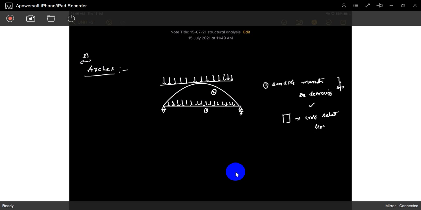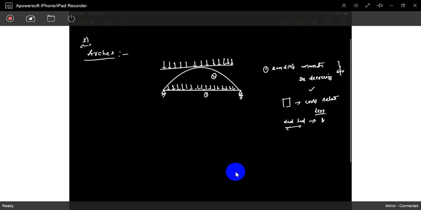So automatically the dead load will be less. If dead load is less, moments are less, and the serviceability criteria is better than linear. Dead loads are decreasing, so if dead loads are decreasing, again moments are decreasing. So how is it, we'll see it.